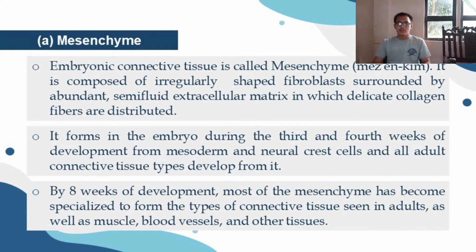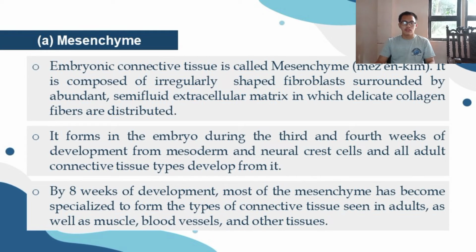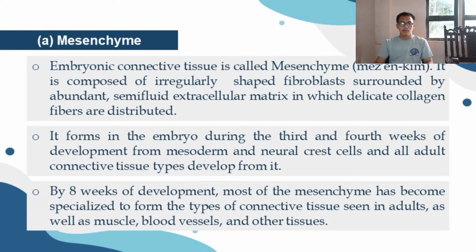Earlier, mesenchyme was under embryonic connective tissue. So this tissue is called mesenchyme. It is composed of irregularly shaped fibroblasts surrounded by abundant semi-fluid extracellular matrix in which delicate collagen fibers are distributed. It is formed in the embryo during the 3rd and 4th weeks of development from mesoderm and neural crest cells, and all adult connective tissue types develop from it. By 8 weeks of development, most of the mesenchyme has become specialized to form the types of connective tissue seen in adults, as well as muscle, blood vessels, and other tissues.